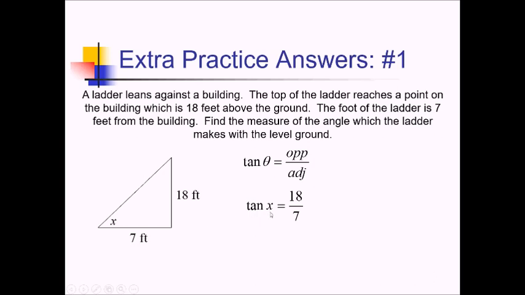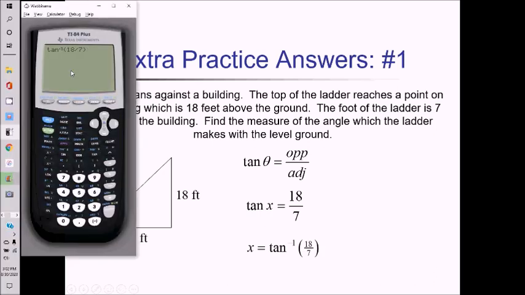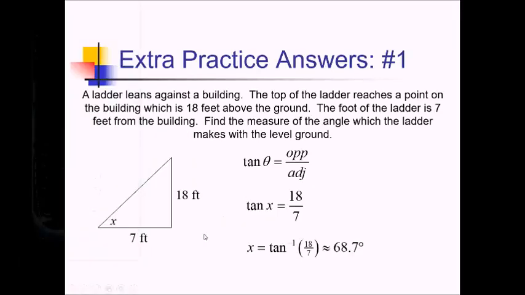And then to actually get x, we just need to do inverse tan of 18 over 7, which we will do on the calculator. So plugging that into my calculator, doing second tangent to get tan inverse, we end up with about 68.7 degrees if we round that off to the nearest tenth.